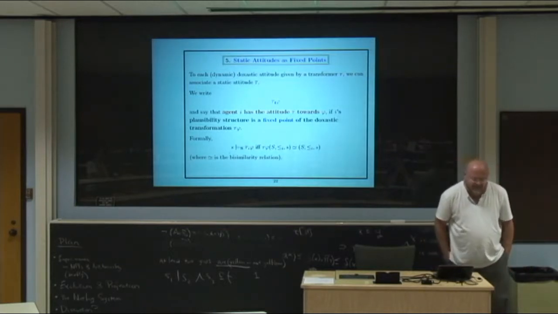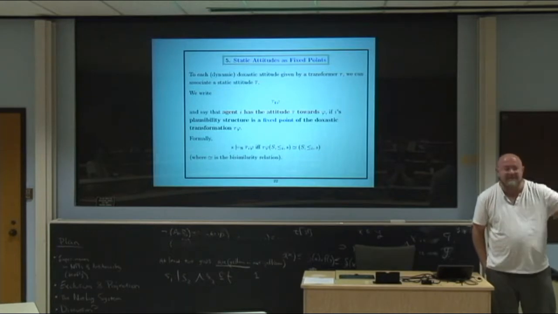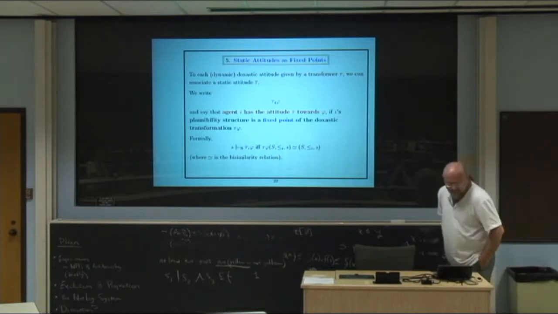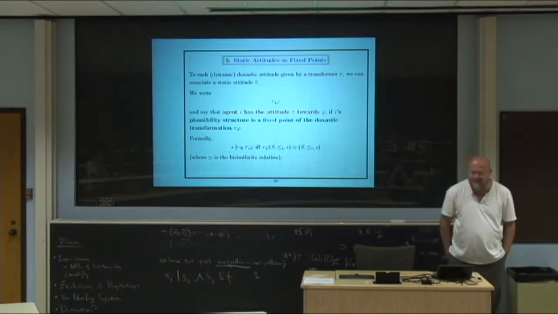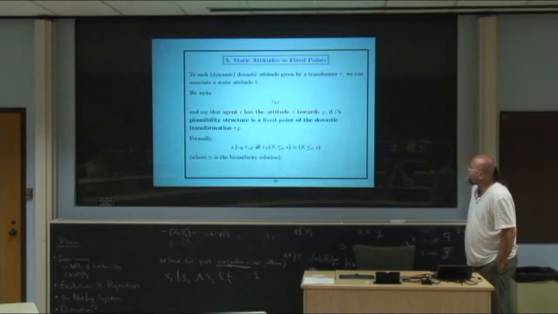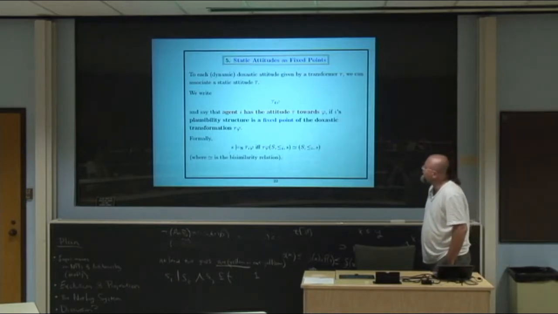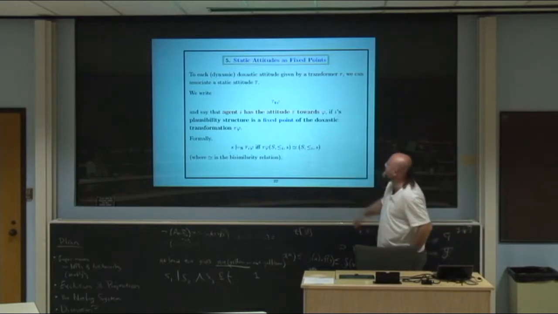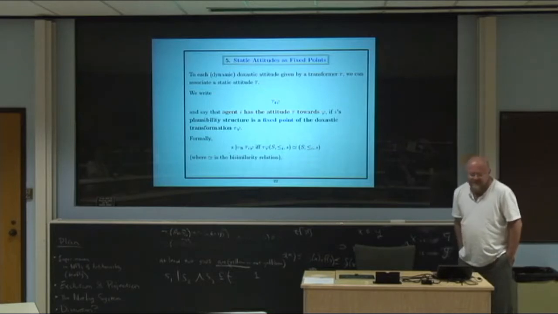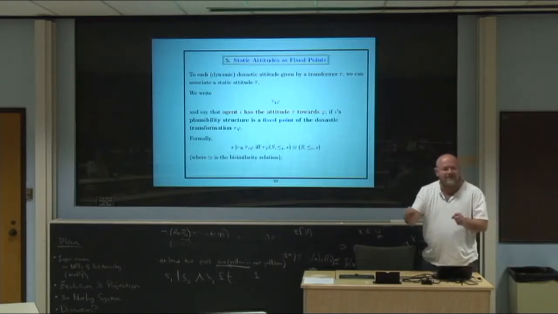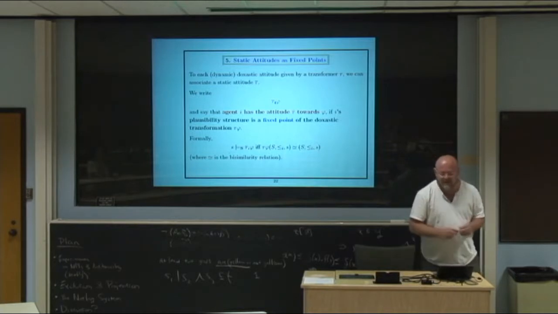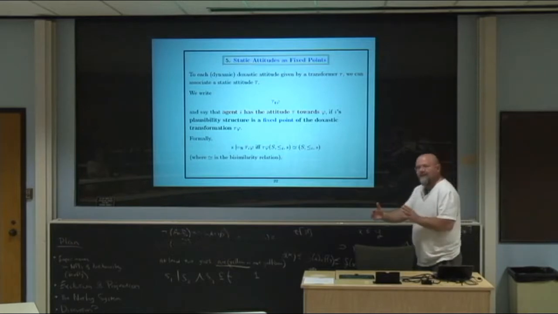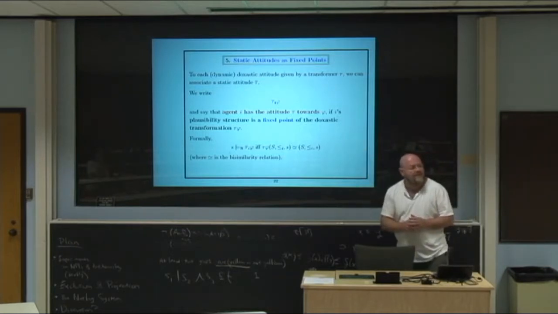The fixed points of doxastic attitudes, thought of as model transformations, are important, and I'll try to justify why. But let's just have a notation now. Given a doxastic attitude, with I the name of an agent, and a doxastic attitude tau in the sense that we mentioned, a dynamic attitude, a model transformer, I denote by tau bar I phi the static attitude given by the fixed point of this transformation.